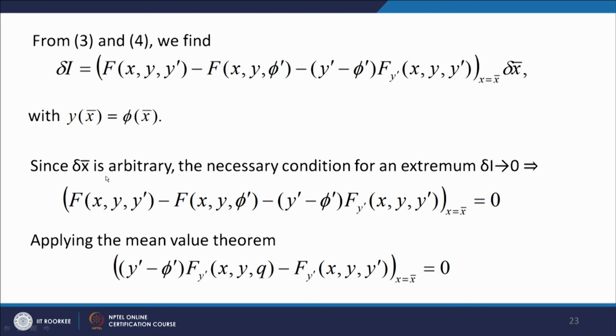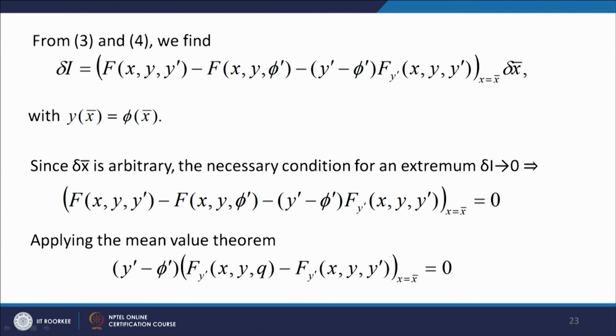So since Δx̄ is arbitrary, the necessary condition for an extremum, ΔI going to 0, will imply that f_x ψ' minus f_x φ' minus (ψ' minus φ') f_ψ' at x = x̄ is equal to 0. Now let us apply the mean value theorem here to the first two terms, f_x ψ' minus f_x φ'. By applying the mean value theorem we will get this as (ψ' minus φ') into f_ψ'ψ' at q, where q lies between ψ'(x̄) and φ'(x̄).